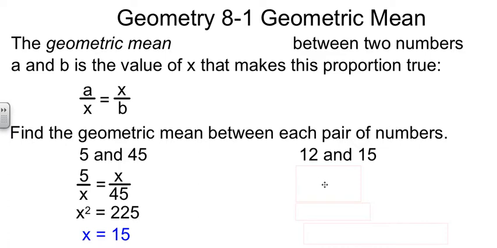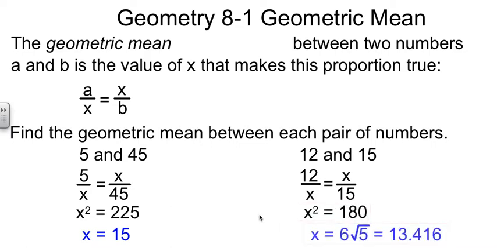Let's do another one where we look for a geometric mean between 12 and 15. 12 is to x, as x is to 15. Well, cross multiply, x squared equals 180. Take the square root. You might have it as a radical, 6 square root of 5. Most of you, I imagine, will put it as a decimal, and that's fine with me.